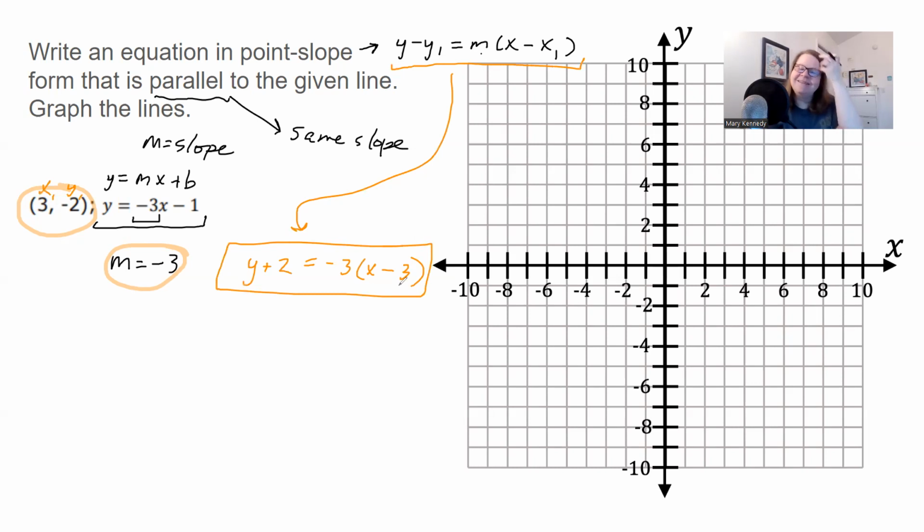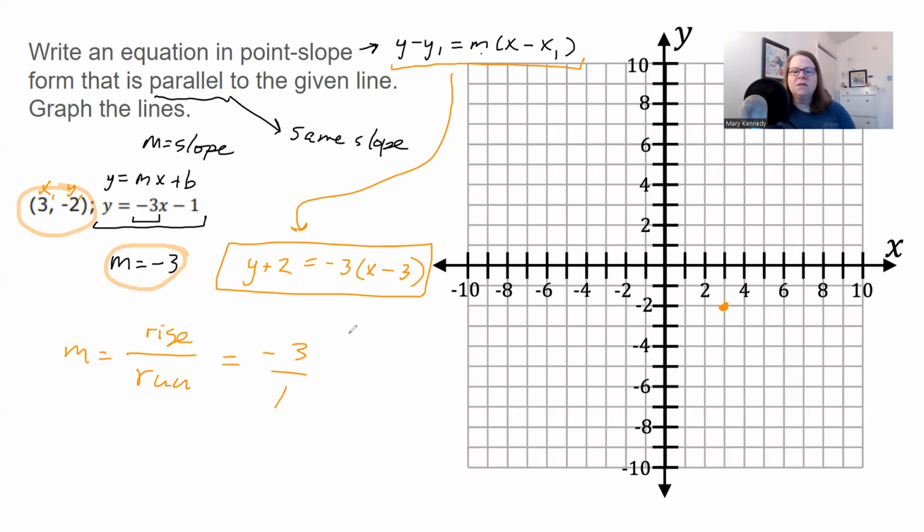So that's super nice. That is very straightforward. And then we have to graph the two lines. So I'm going to go ahead and graph this one. I'm going to start at the point they give us. They tell us that it's going to run through 3, -2. So I'm going to go right 3, down 2 and put a point. And then I'm going to use the slope. The slope is -3, and I know that's rise over run. If it's -3, that's like -3 over 1.